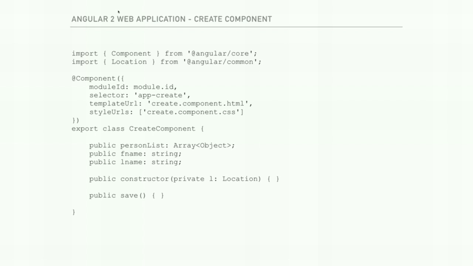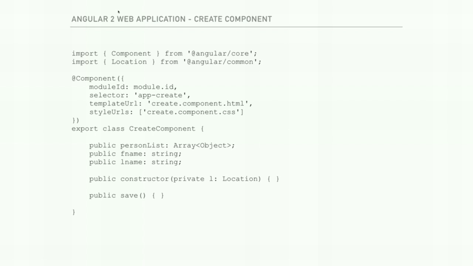So here's our second component. This is the only other component with visuals that we have. This time we're not importing the router because we're not routing further in the application. The only option we have from here is to navigate backwards. This time our template URL is paired with the create component.html, and of course we have a CSS file that goes with it.